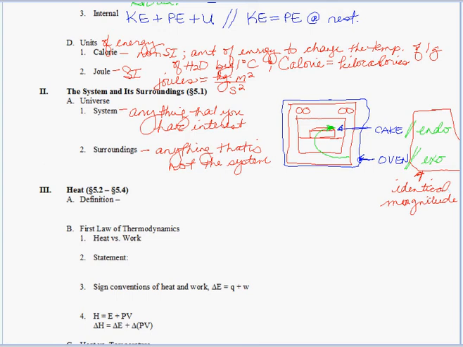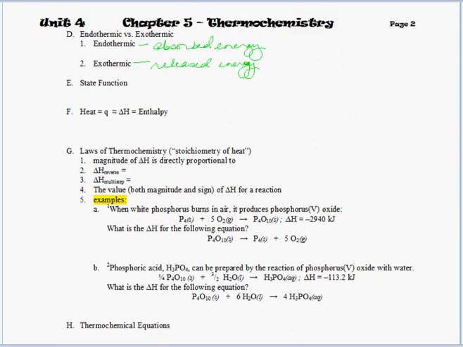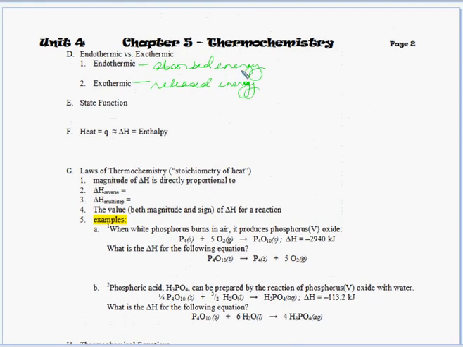Since one of them is going to be absorbed and the other one is going to be released, they will in fact have opposite signs. So when you look at your endothermic and exothermic reactions, what you're going to see is an endothermic must have a positive sign on it, showing that it is in fact being absorbed, and the exothermic has a negative sign on it, showing that it is being released.